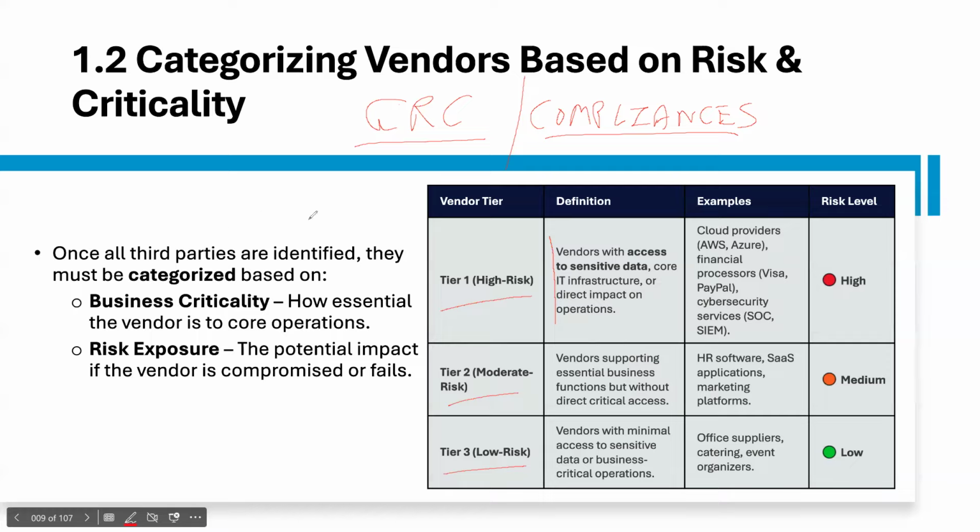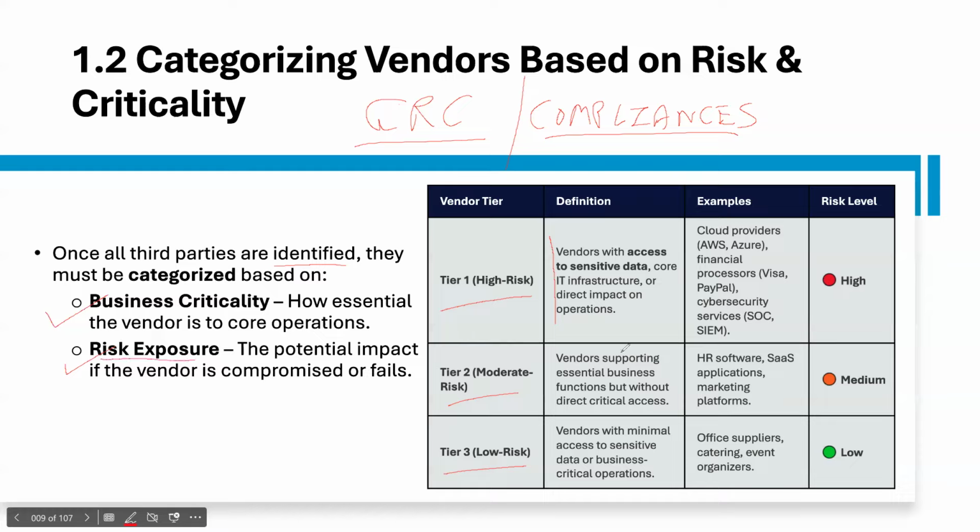First of all, we need to identify, as per the life cycle phases. If you watch the life cycle video of third party risk management, you must have found that the first phase is to identify all the third parties. Once you have identified all the third parties, then secondly, they need to be categorized based on two important factors. One is the business criticality, second is the risk exposure. Business criticality, very simple to understand: how essential the vendor is to the core operation of the business. And risk exposure is also very simple to understand: what is the potential impact if the vendor is compromised or fails? What are the different types of data which the vendor is dealing with? That will define the risk exposure of the vendor.